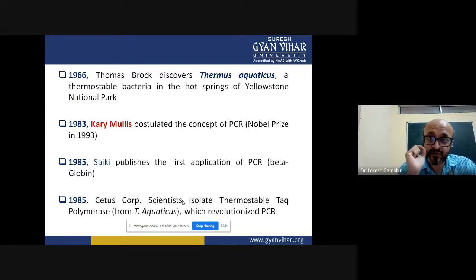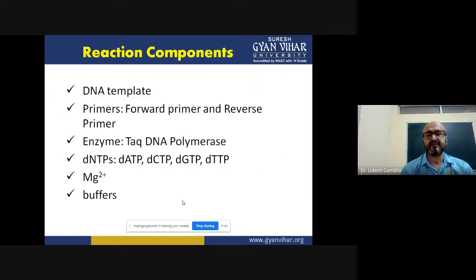This isolation of the enzyme, in my opinion, after Mullis, was the path-breaking discovery which led to the revolutionizing implementation of bioinstrumentation and the designing of the complete PCR. Why? Because we had managed to discover an enzyme which is highly thermostable. After 1985 the field was revolutionized, and the remaining is history. Since 1985, every lab is using this particular enzyme for amplifying DNA. So what actually is happening in PCR? What are the reaction components? What is the principle? Let's go ahead.